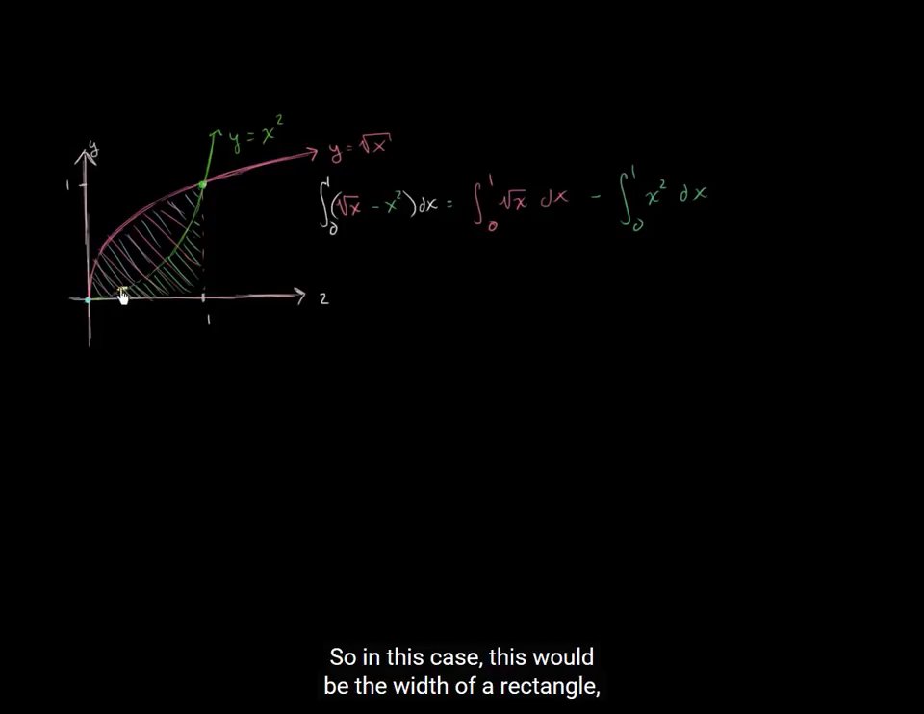So in this case, this would be the width of a rectangle, and then the height would be the difference between the two functions. And then you would have another rectangle right over there. All of them have width dx, and then the height is the difference between the functions. And as these rectangles get thinner and thinner and thinner, you have more and more of them, you are essentially approximating the area. So this is one way of conceptualizing it, or just using the tools we already had, the area under the curve of square root of x, subtracting from that the area under the curve of x squared. These are completely legitimate ways of conceptualizing it. But now let's evaluate it.